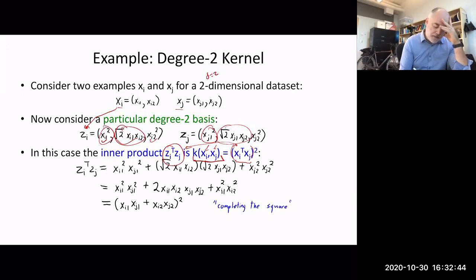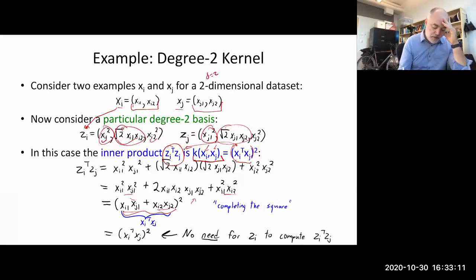If you complete the square and go this way, it's really easy to see. We've got this squared, and the cross product term. If you squint at this for just a second, you'll see that this inner thing right here is just the inner product between these vectors. It's xi1 times xj1 plus xi2 times xj2.